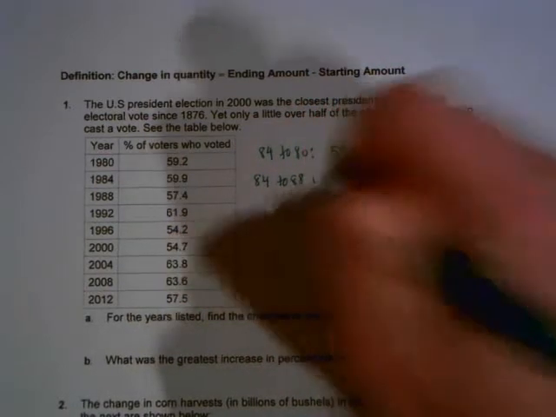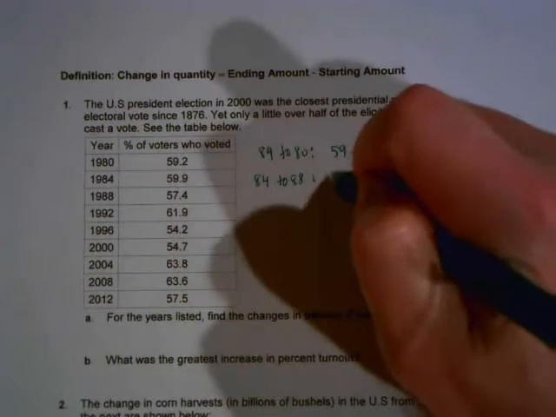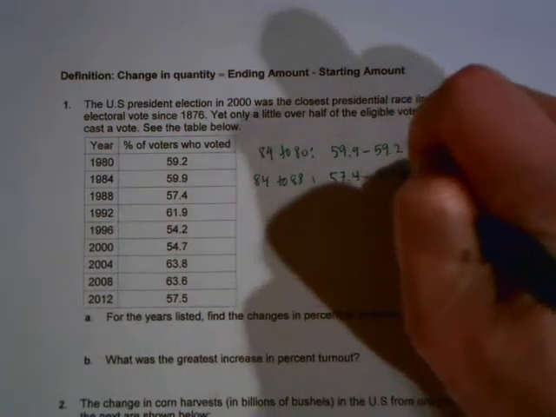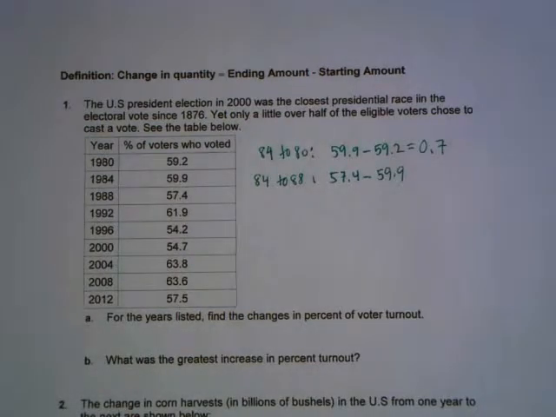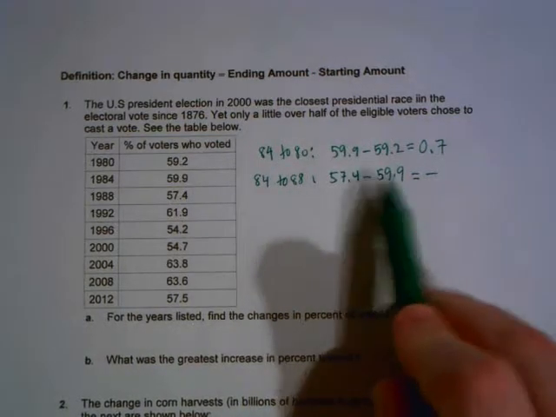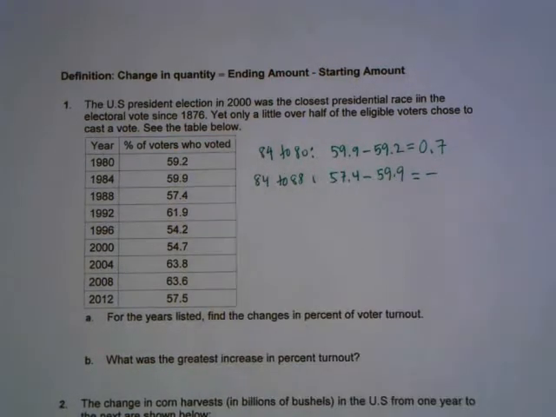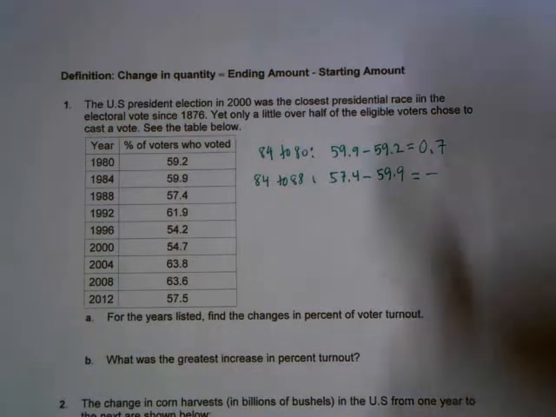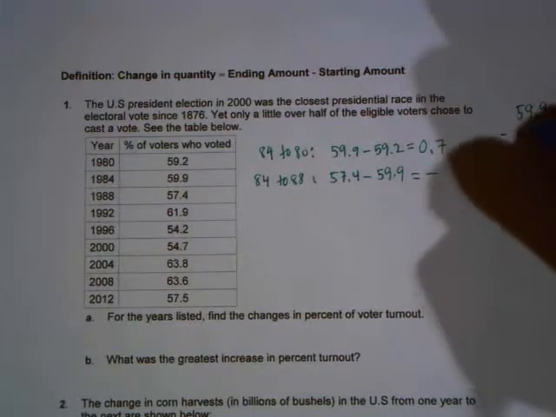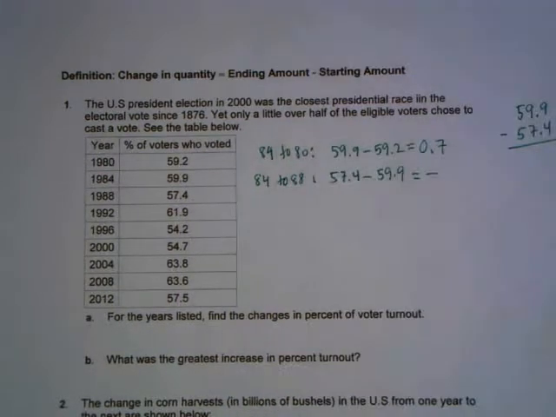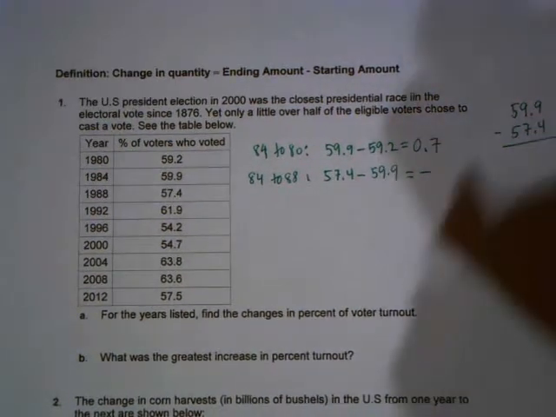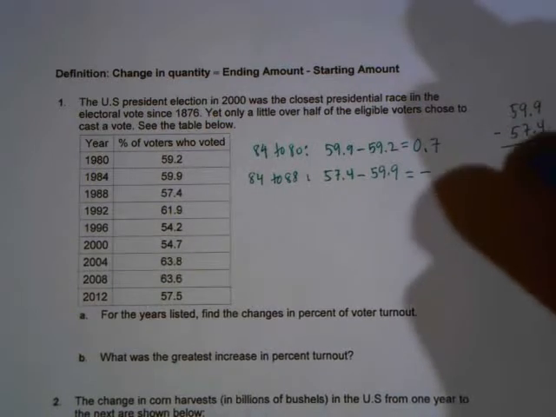84 to 88. We're going to have 57.4 minus 59.9. Now, what I might do this time, I notice my answer is going to come out negative because the negative 59.9 is bigger than 57.4. But in order to come up with the answer, I'm going to go off to the side here and do 59.9 minus 57.4. That's the right answer. It's just going to have the wrong sign, but we recognized our answer is going to be negative. So we subtract, we get 2.5.